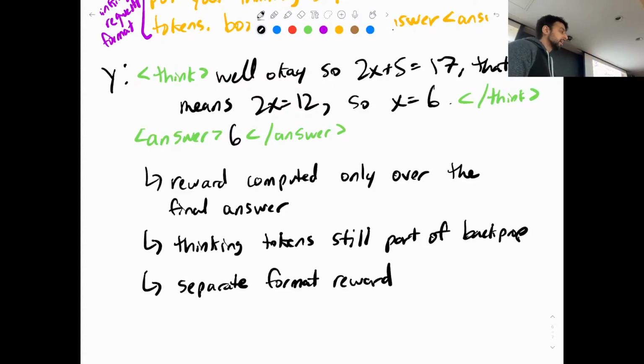Also, and we'll talk about this in the next class, you can add what's called process supervision onto these thinking traces, where you might give it a positive reward if it reached some intermediate value during the reasoning chain.